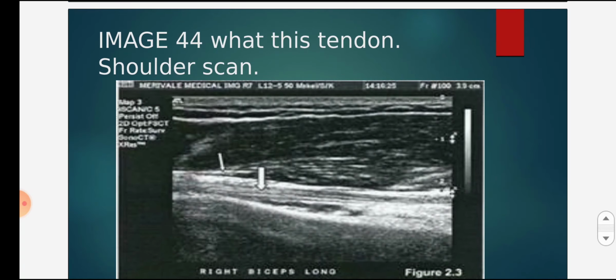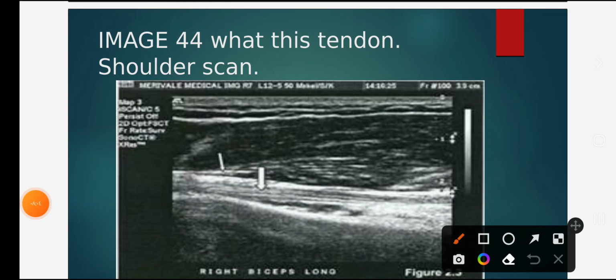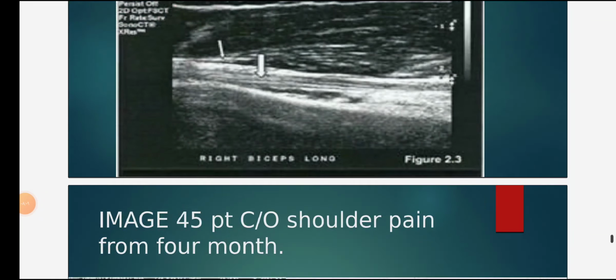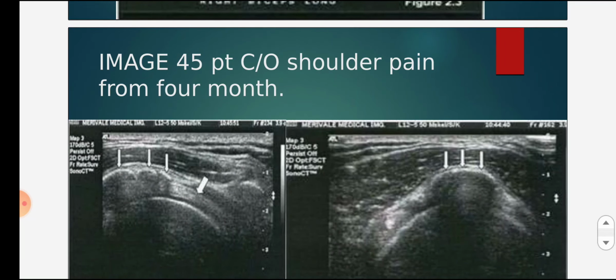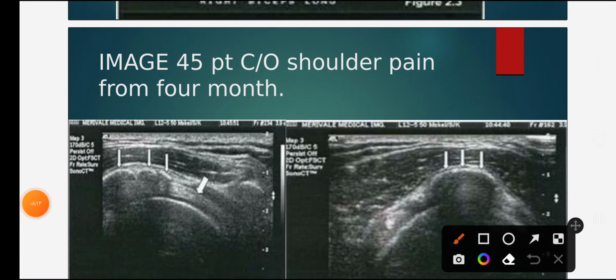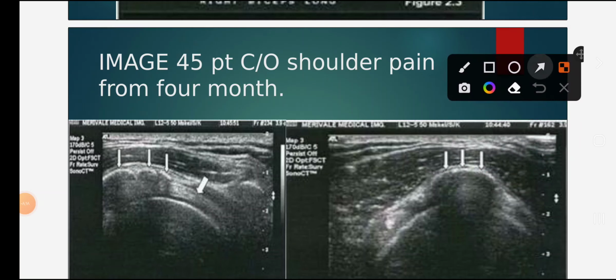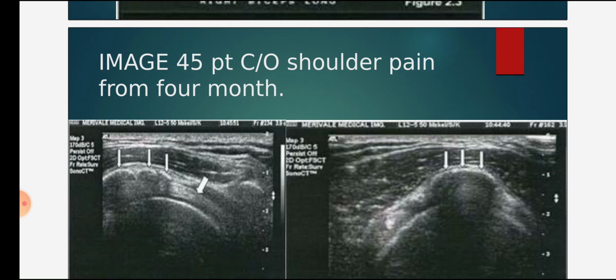Image number 44. What is the tendon? It is a feature of the biceps tendon, a large tendon, and hyperechoic. Image number 45. The MSK ultrasound is used for detection of the shoulder joint and ligament. You see multiple echogenic lines, the features of tendon calcification.